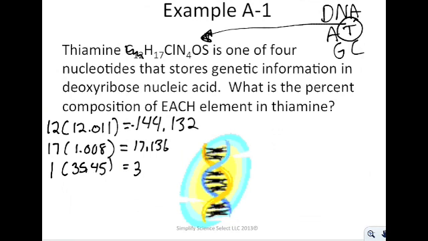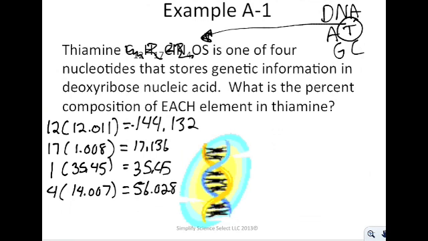So that is 35.45. You have four nitrogens. So you have 4 at 14.007 or 56.028. Next, we have one oxygen at 15.9994. When you multiply that out, you get 300.805. And then finally, you have one sulfur at 32.06.